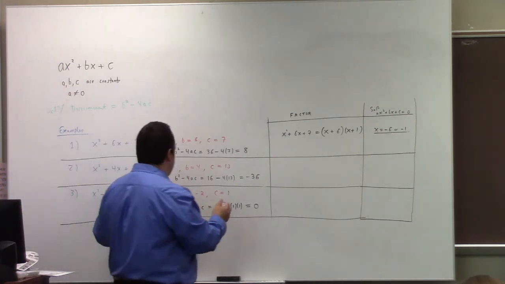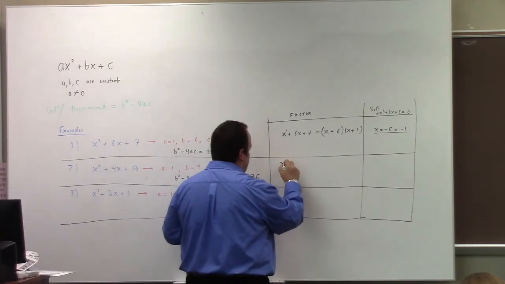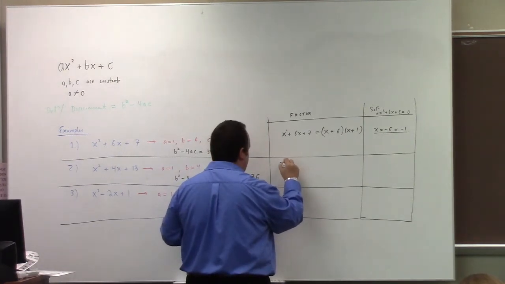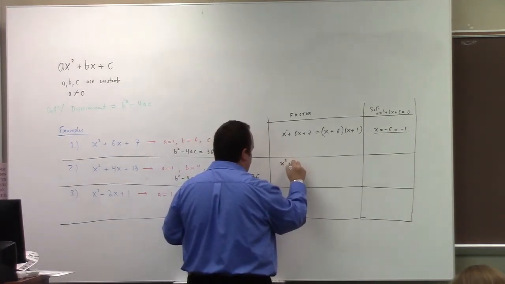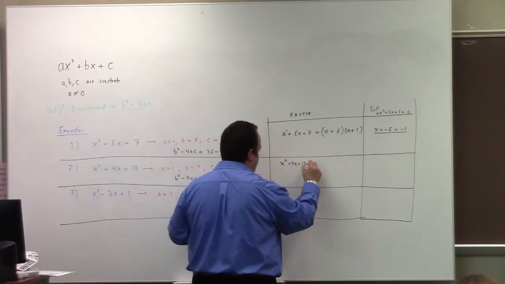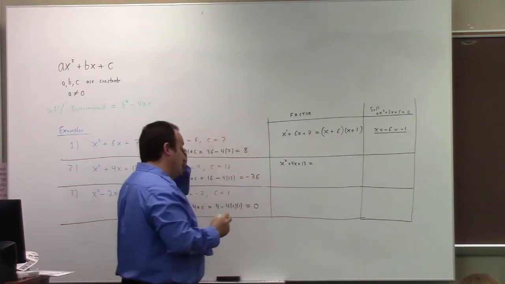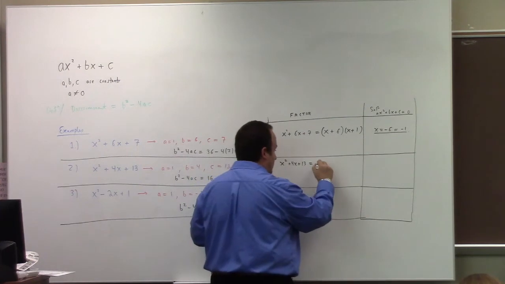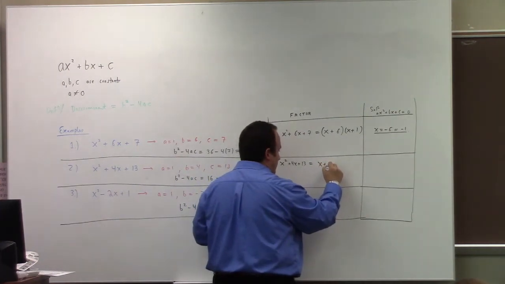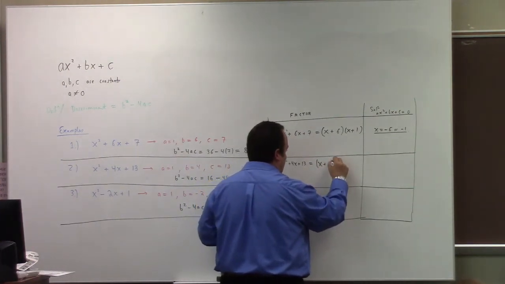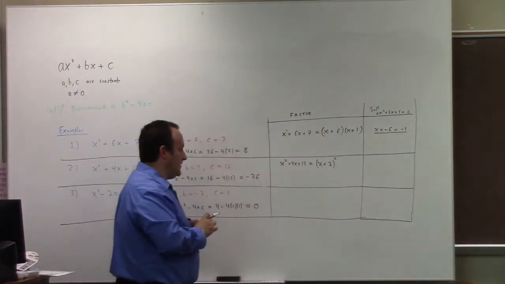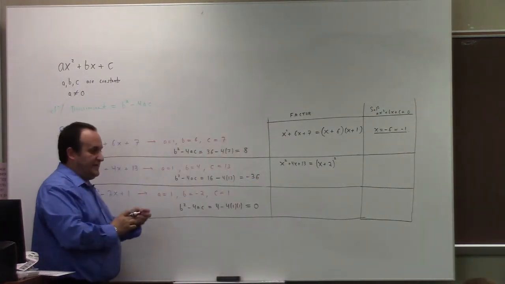But here, I'll complete the square on this one, just to give you a better sense of what this looks like. So x squared plus 4x plus 13. How do we complete the square here? We do x plus 2 squared, right? Because half of 4 is 2.